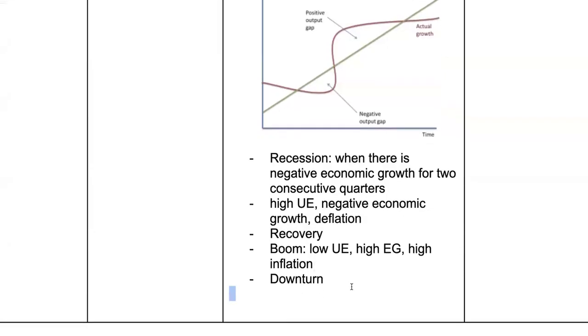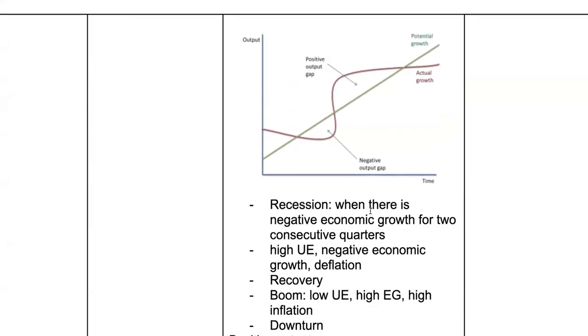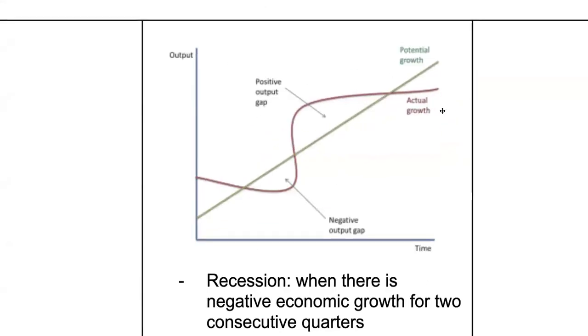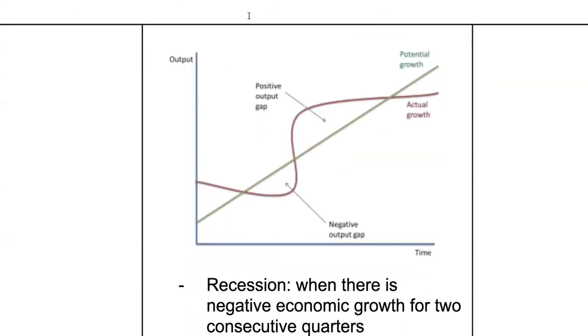The last keywords I want you to know are positive output gap and negative output gap. Does anyone know what those are? No. Okay. So you know how I talked about actual growth and potential growth? Can someone quickly remind me what the differences are between actual growth and potential growth?